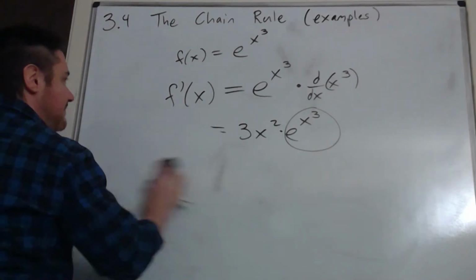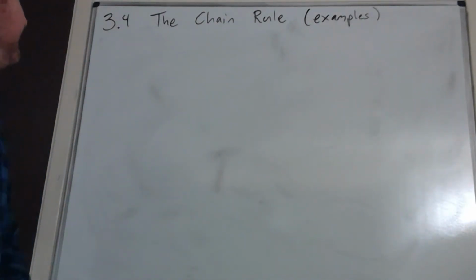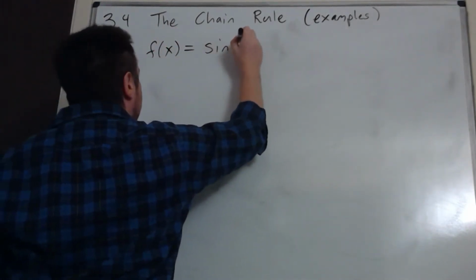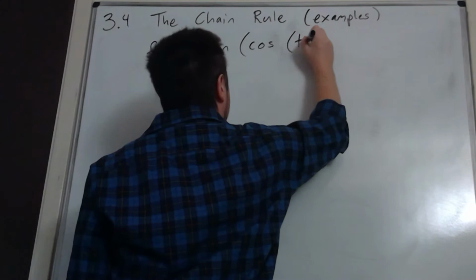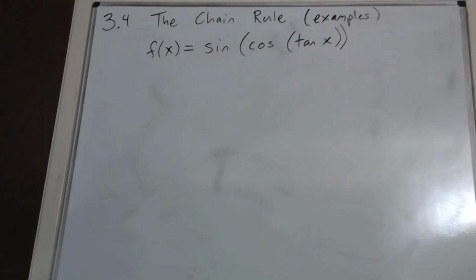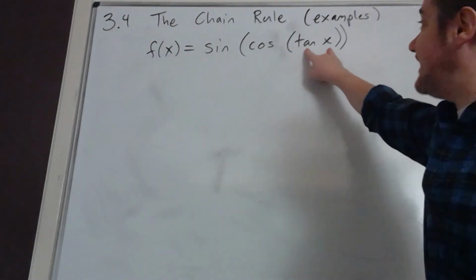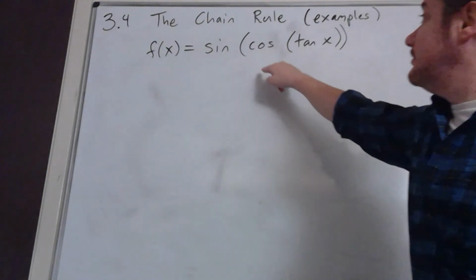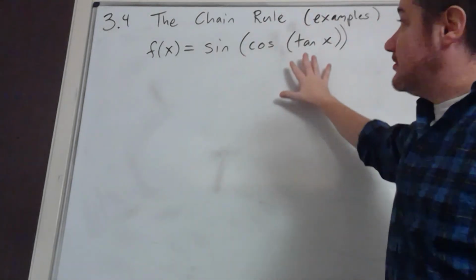Okay, couple of examples. Let me do a sort of triple nested example. Let's see if we can figure this out. Let's say f of x is sine of cosine of tangent of x. Do I have enough parentheses? Tangent of x is my very inside function. That function is being plugged into a cosine function. So cosine of the tangent of x, and then whatever that value is, that function, is getting plugged into a sine.